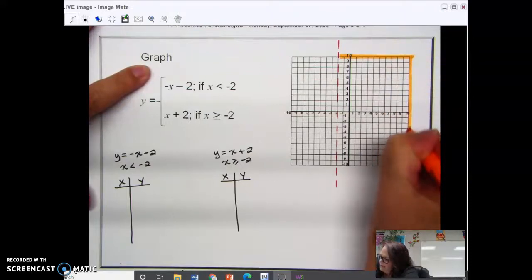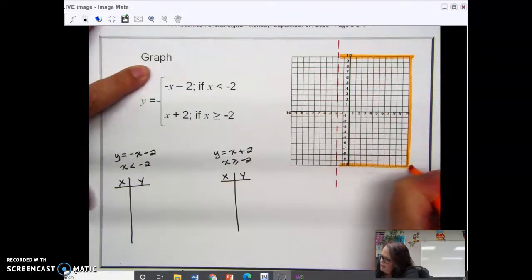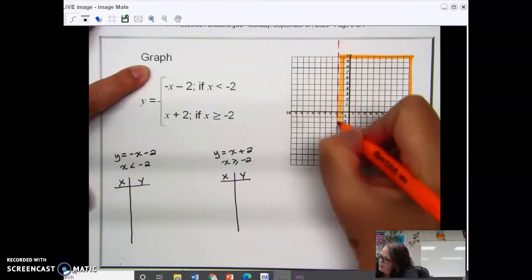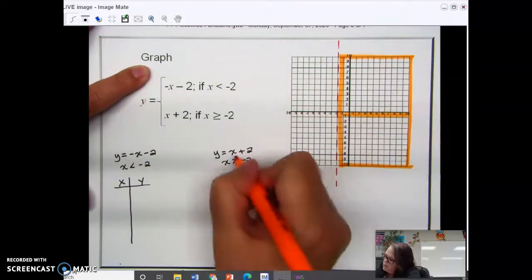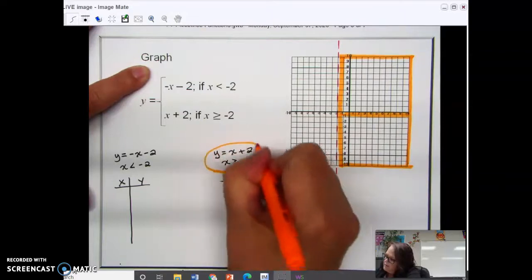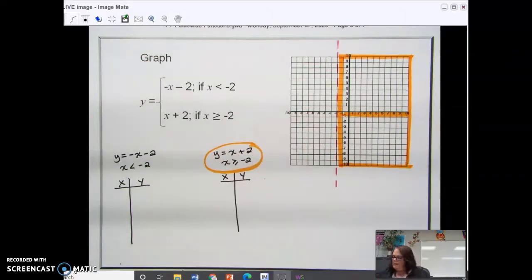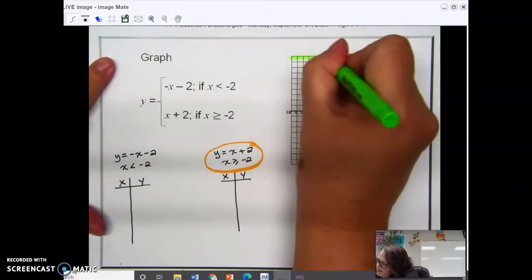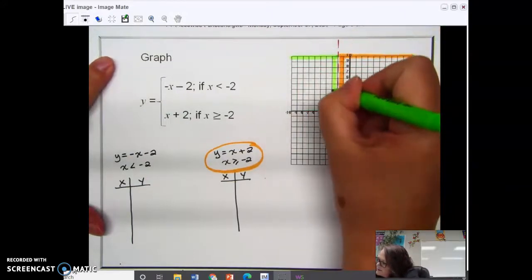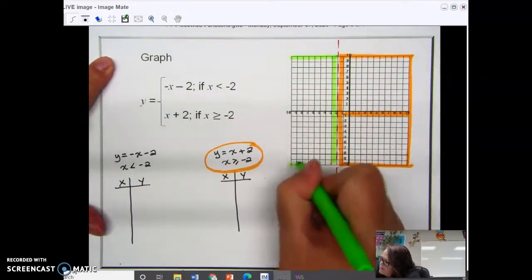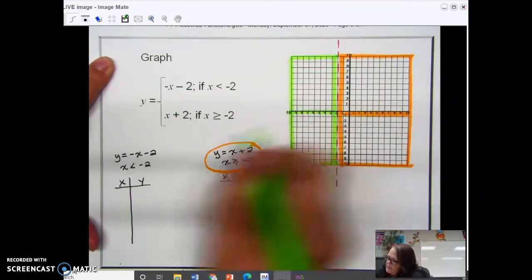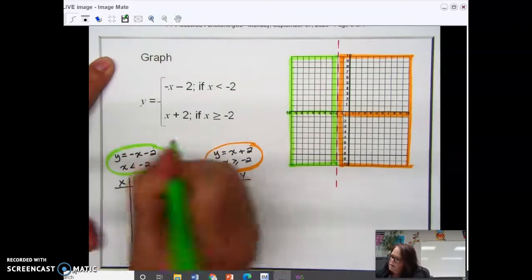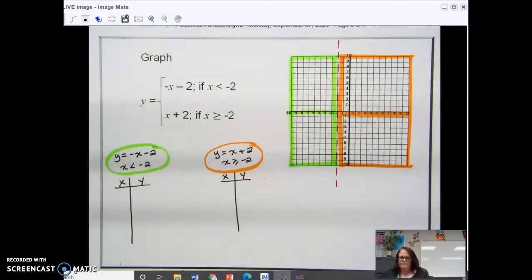So you're going to highlight each domain. This orange highlight is all the x values that are greater than -2. So that's going to be this one right here. And then everything in the green, and again, you can use any colors you want, it doesn't matter, this green part here are all the x values that are less than -2. So this is the graph we're going to do in the green section.